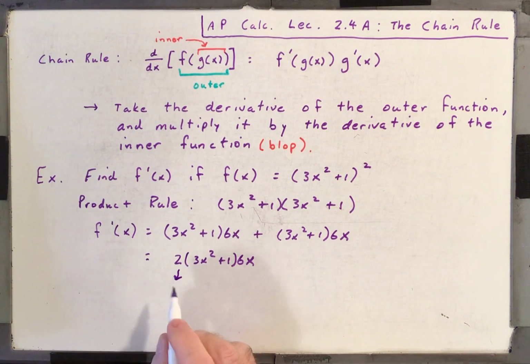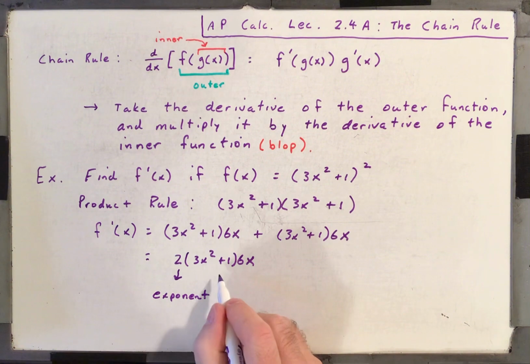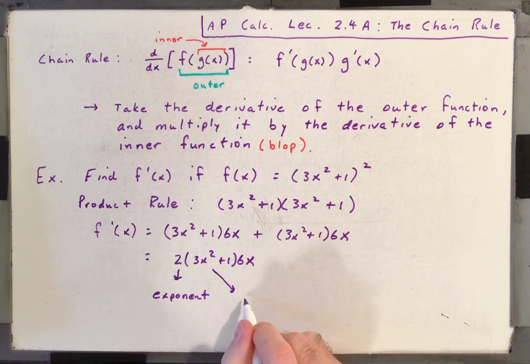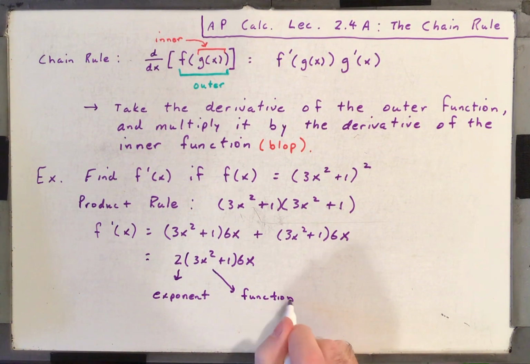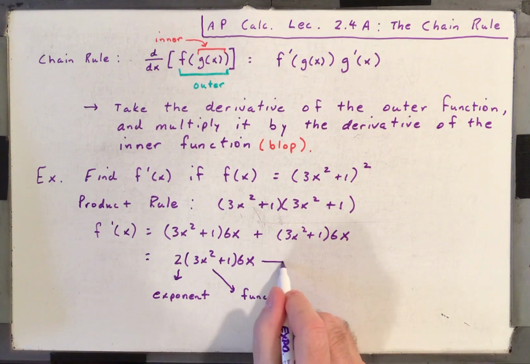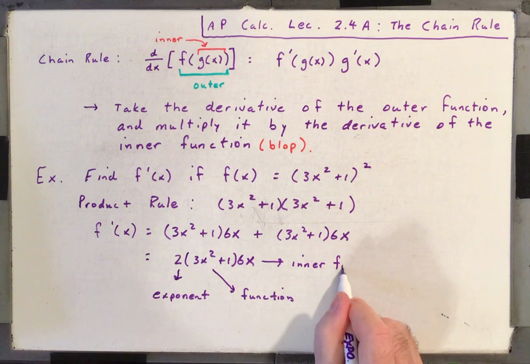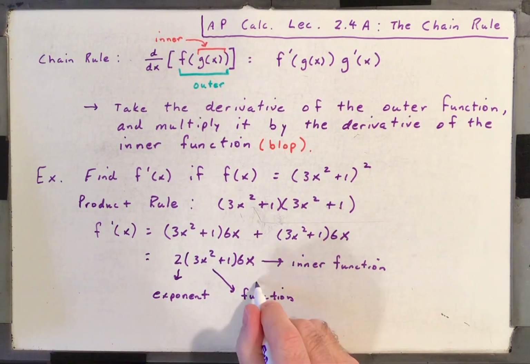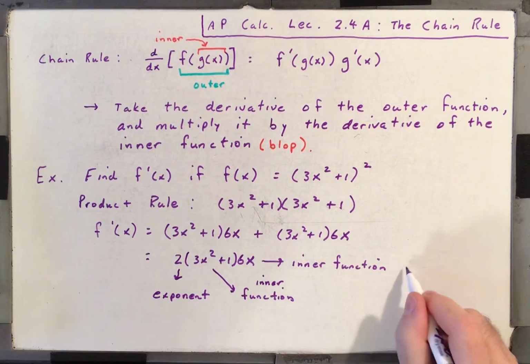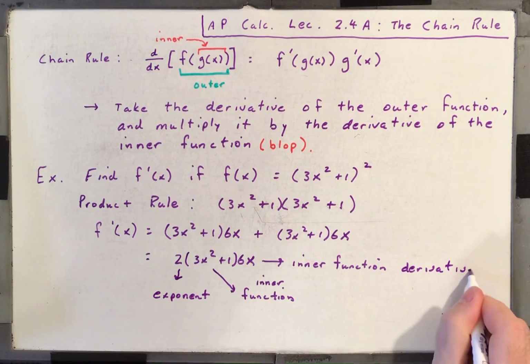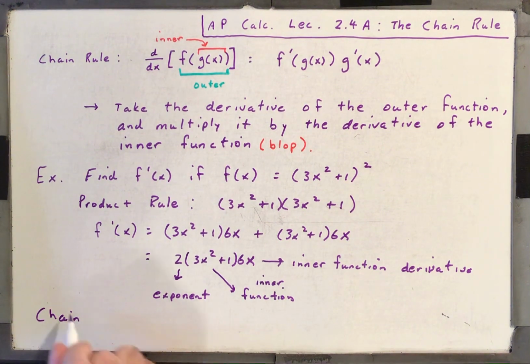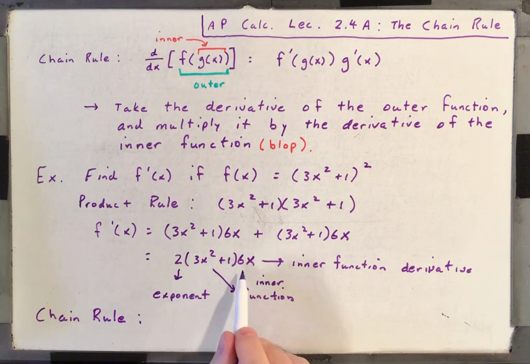And what you can see here is that you have the exponent. That 2 out front is the exponent, this exponent right here. You have the outer function, and then you have the derivative of the inner function. I guess this 3x squared plus 1 would be the inner function. So the derivative of the inner function is 6x. So using the chain rule on this, we can get to this answer here much faster.